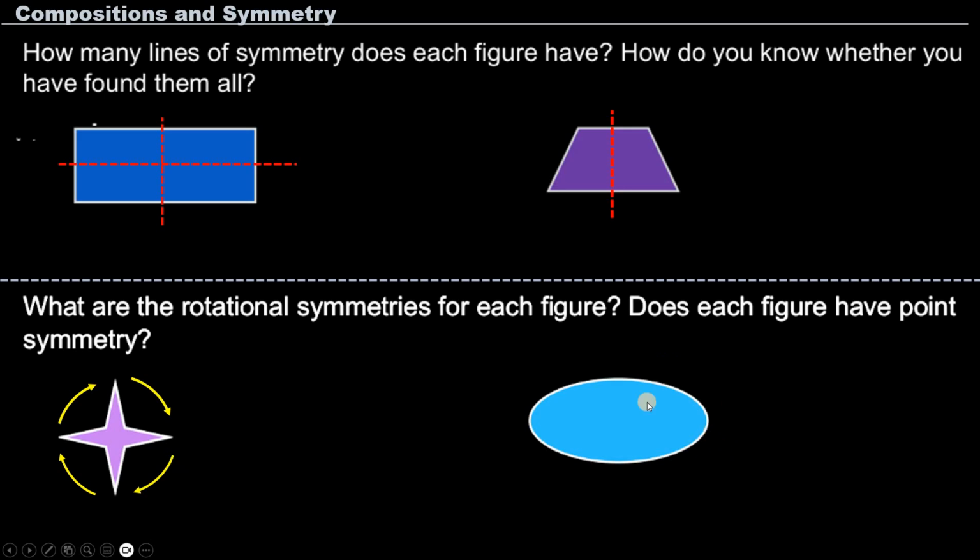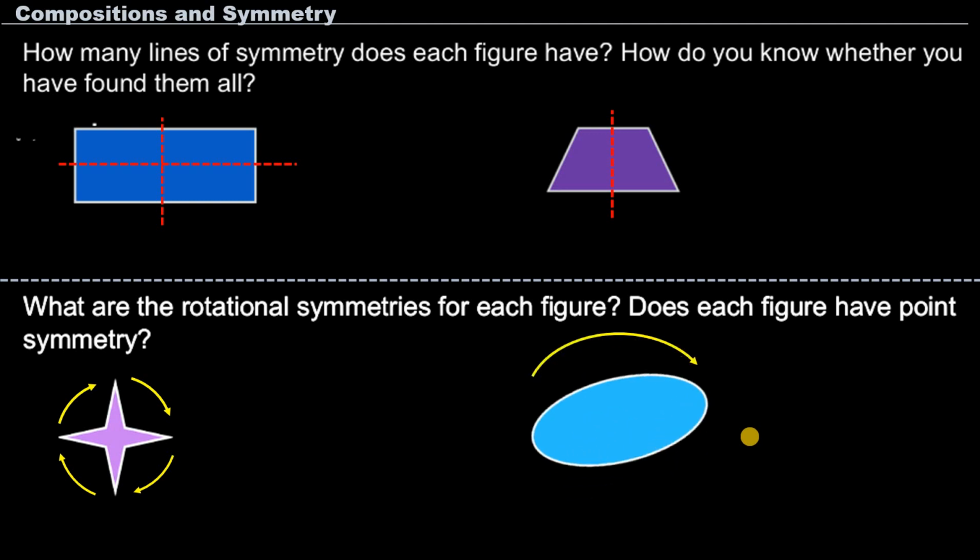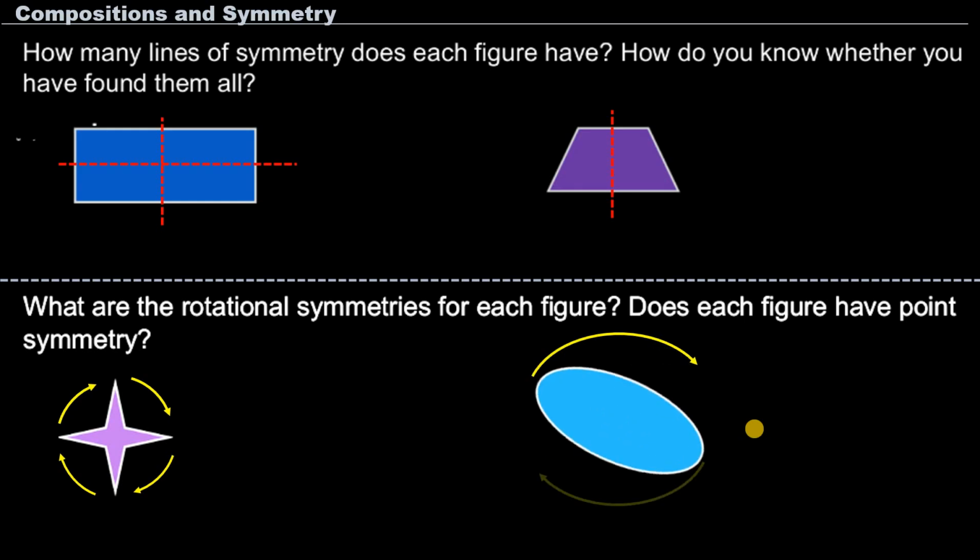If we look at the oval, we have to go an entire 180 degrees to be able to get the same shape showing up. And because it's 180 degrees that we're rotating, the oval is what we would call point symmetry.